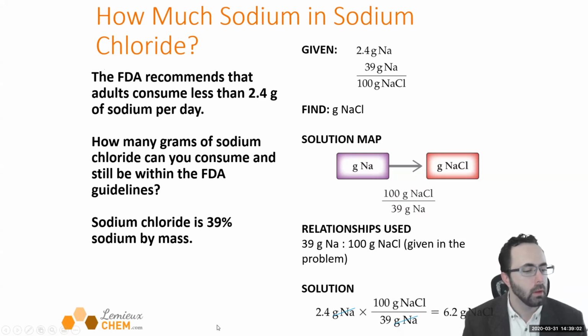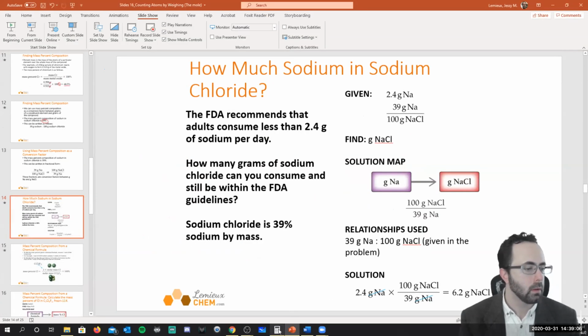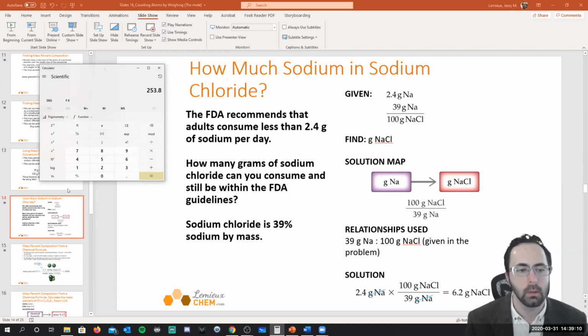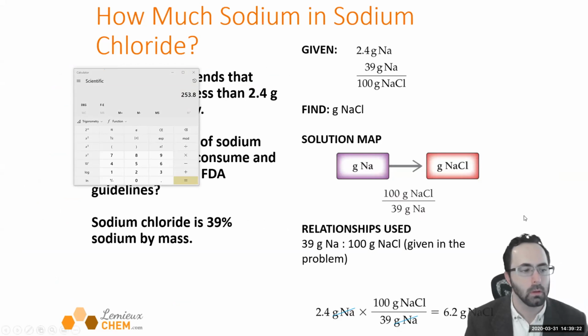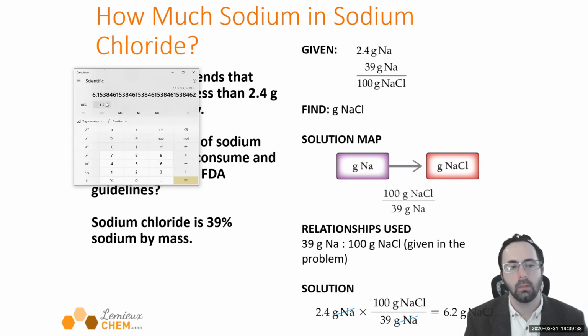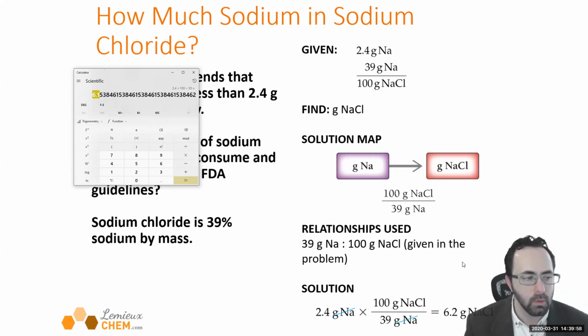Now in our calculator, what we're going to want to do is punch this in. Going back to our handy dandy calculator here, we're going to do 2.4, and then times 100, since it's on the top, divided by 39. And that gives us 6.153 and so forth. Because the 2.4 only has 2 sig figs, we want to round this to only 2 sig figs. So we're going to round the 1 up to a 2, and so we say 6.2 grams of sodium chloride.